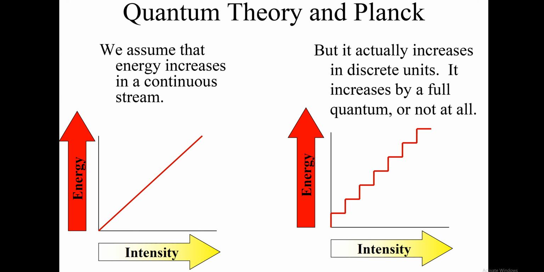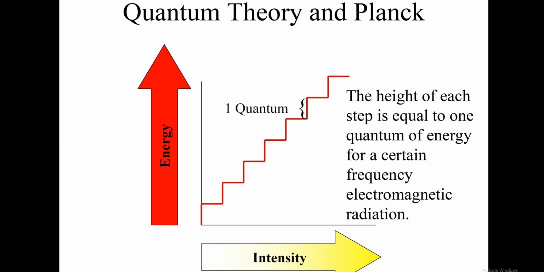So let's talk a little bit about Planck and quantum theory. If we take a look at energy and we increase the intensity, energy should also increase. And so we assume that the energy increases in a continuous stream. However, that's not really the case. The way it works is that energy is actually increasing, but in these very specific or discrete units, and they're usually by a full quantum or not at all. So there's no half quantums or fractional quantums.